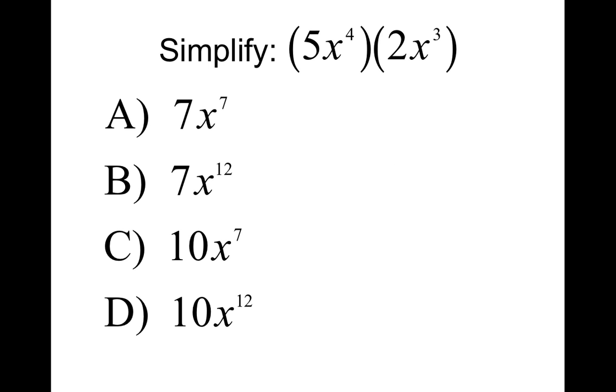Getting a little more complicated here, but you can do this. This is all multiplication here. 5 times x to the fourth times 2 times x to the third. How can we write an equivalent expression in a simpler way?